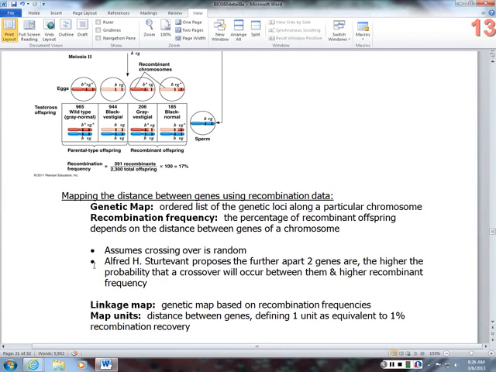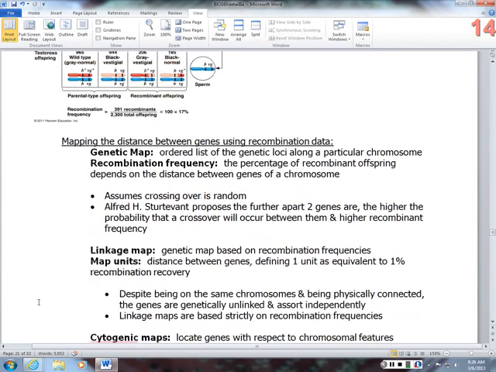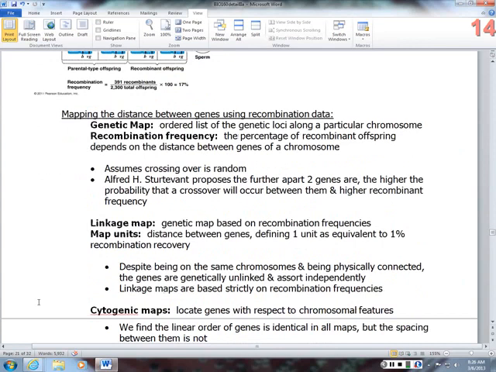The recombination frequency is the percentage of the recombinant offspring, and it's going to depend on the distance between the genes on the chromosomes. This was part of how we learned about linked genes, as we were seeing that some of these that were closer together were occurring more together. Part of this assumes that crossing over is random, and Alfred Sturtevant proposed the idea that the further apart two genes are, the higher the probability that a crossover will occur between them and give more recombinant frequency.